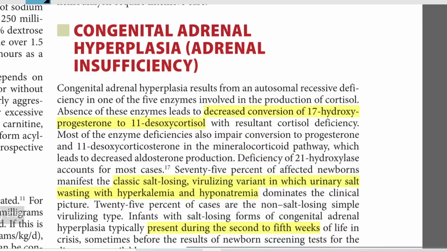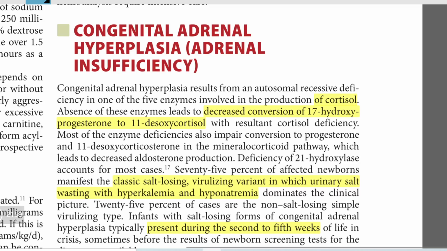Today we are going to discuss congenital adrenal hyperplasia, also known as adrenal insufficiency from birth. Congenital adrenal hyperplasia results from an autosomal deficiency in one of the five enzymes involved in the production of cortisol. The adrenal gland produces cortisol, androgens, and also mineralocorticoids like aldosterone.